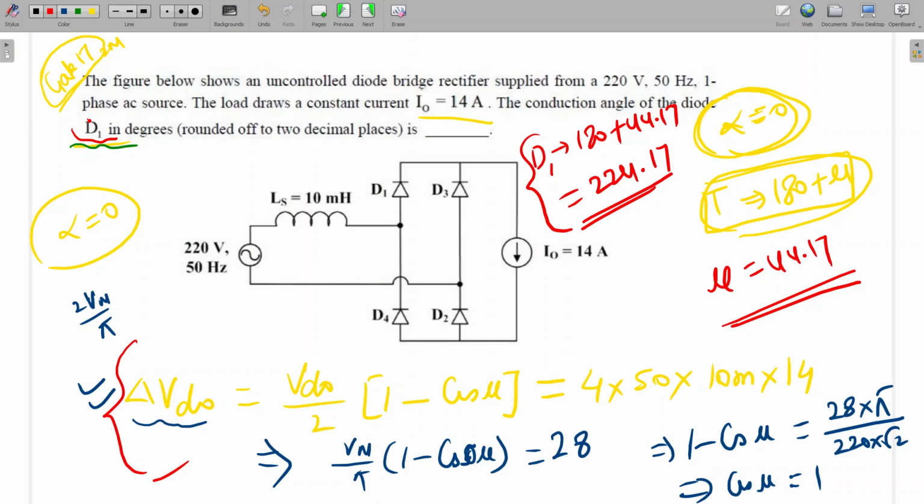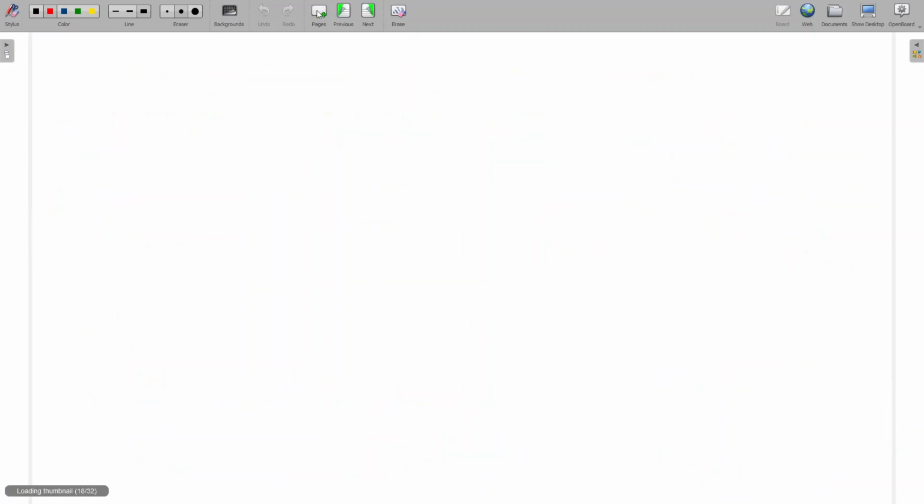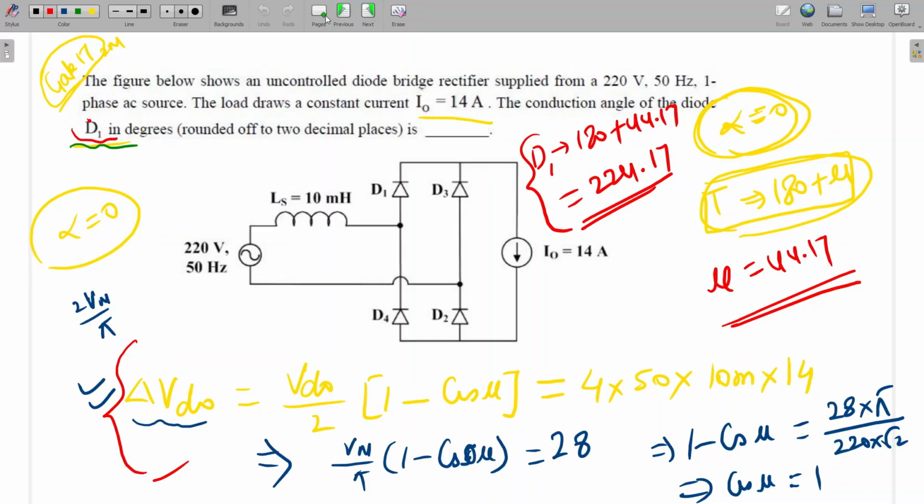It's clear, sir. See, sir, I am getting mu equal to 135.84. How have you solved this equation? 1 minus cos mu is equal to 28 into pi divided by 220 root 2. Yes, sir. How are you getting it? So cos mu will be 1 minus 28 pi divided by 220 root 2. How much are you getting for this value?